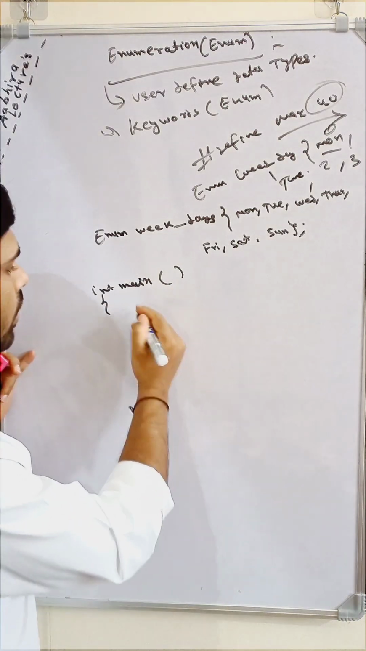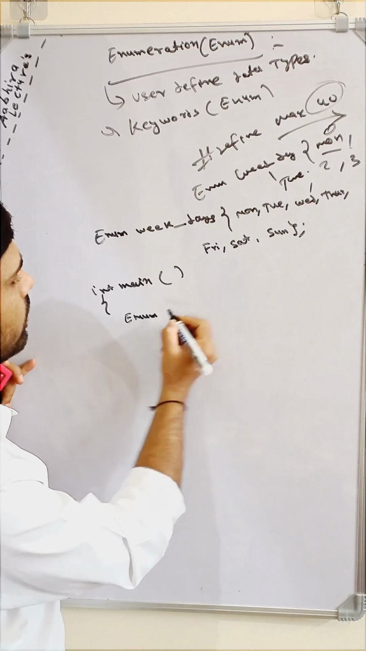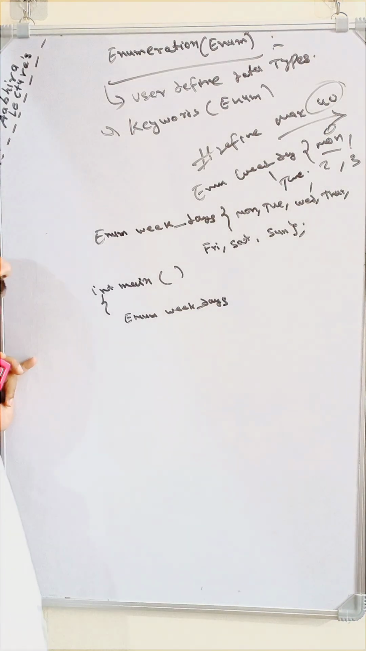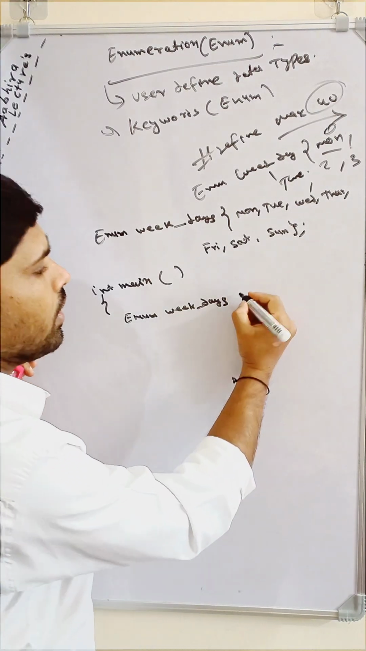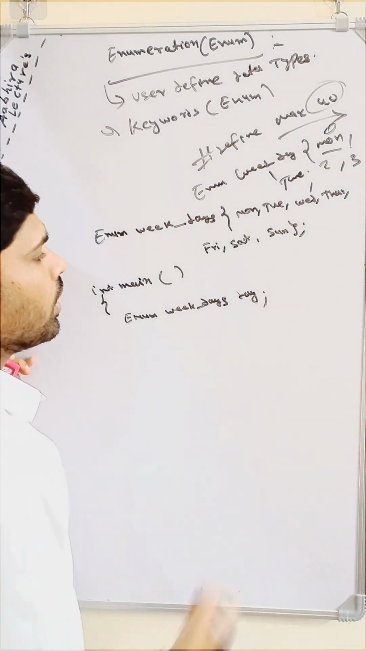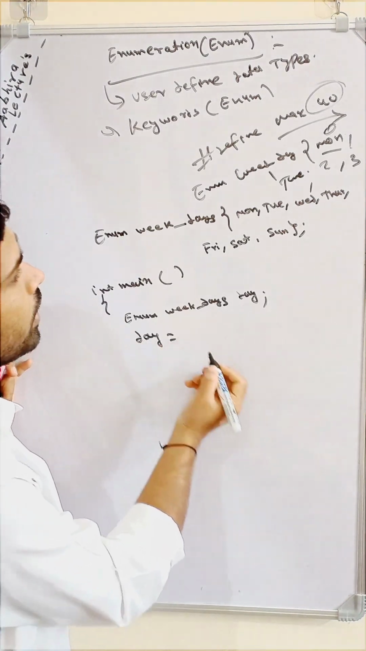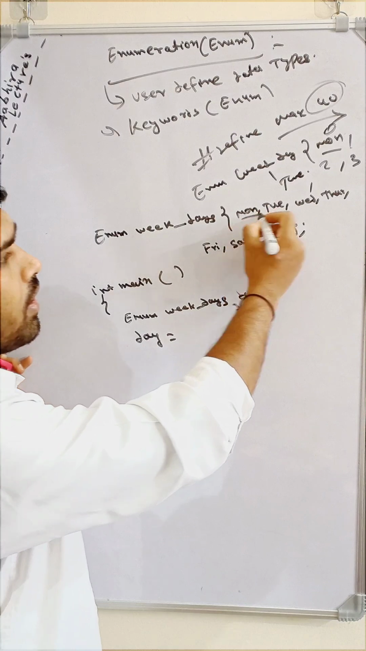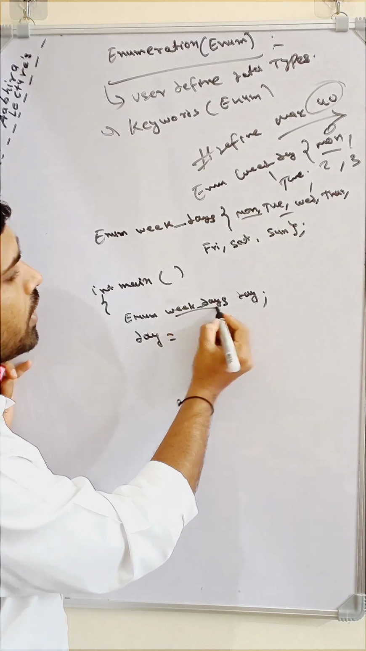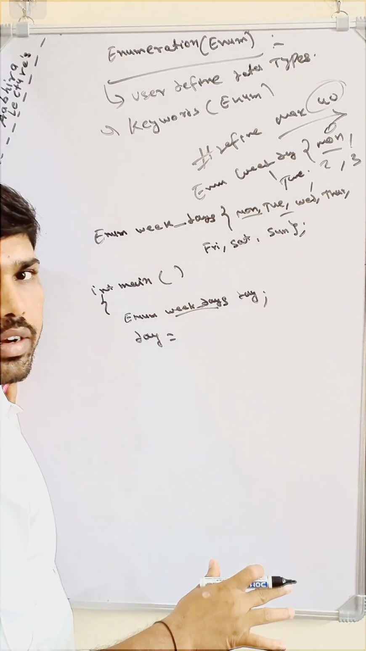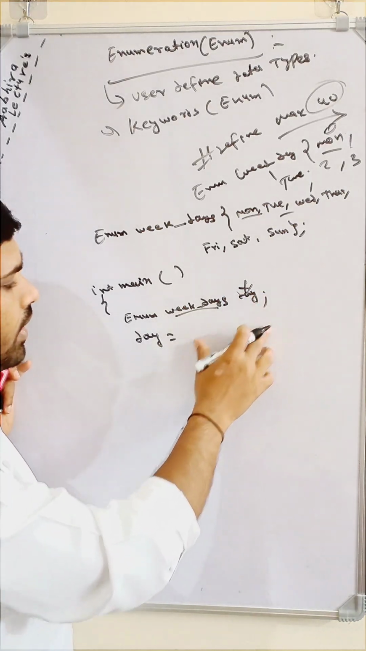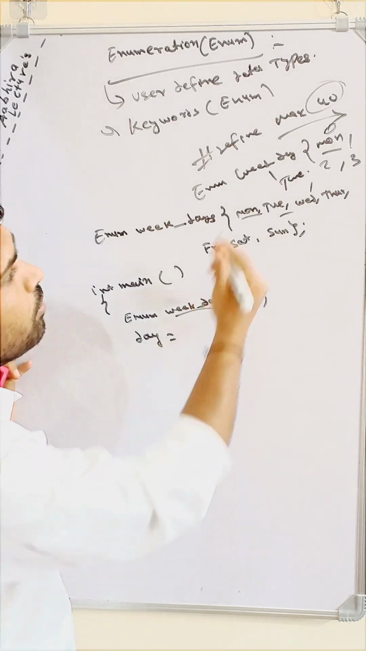Okay, so now write the keyword enum weekdays. Here we create the variable, anything you can take for the day, semicolon. Now in day we can store which character or name you want to print. In weekdays these are all the list of members. In weekdays we have created a variable as day. In day we are going to store some character.